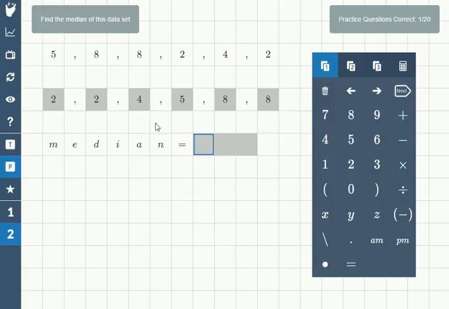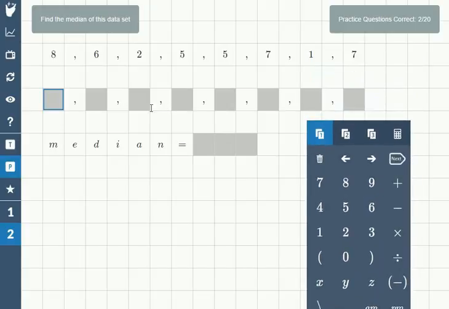So what we want to do is find the midpoint between those two numbers, and we'll call that our median number when we have an even number of values in our data set. So the midpoint between 4 and 5 would be 4.5. And so if we put that into our answer boxes, that completes the question. Let's do another one.